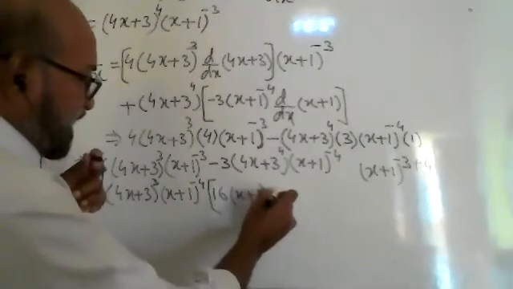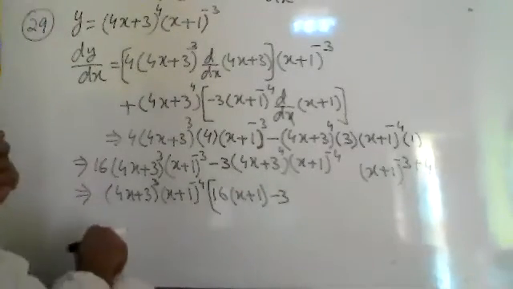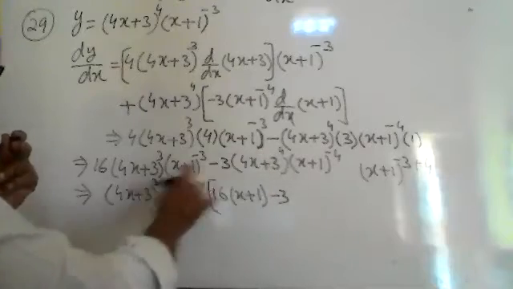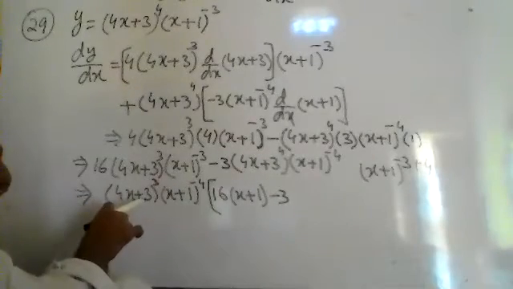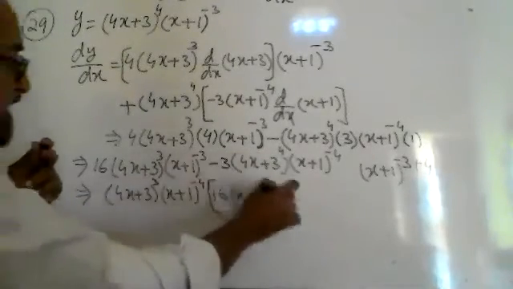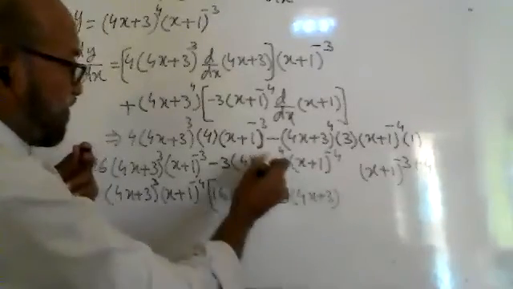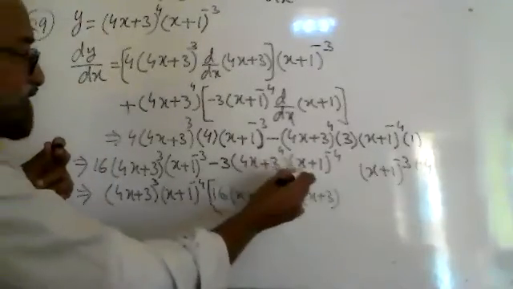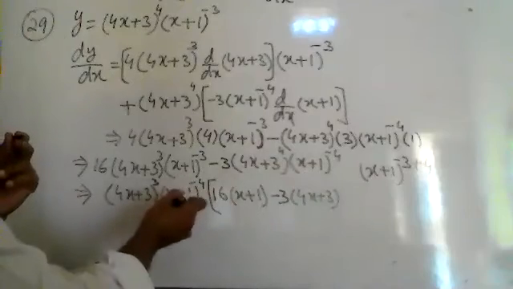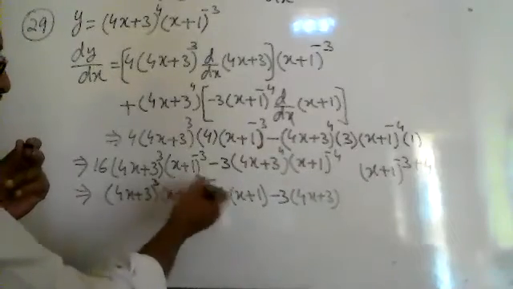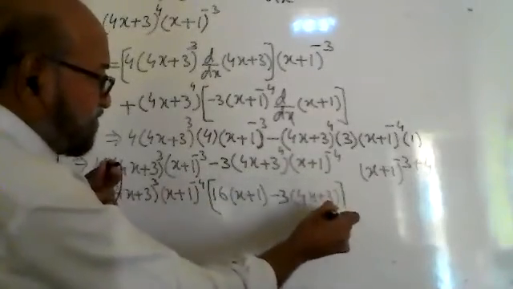From here, minus 3. 4x plus 3 raised to power 4. और 4x plus 3 raised to power 3 is common. So ये बच जाएगा. 1 power will be there. And x plus 1 raised to power minus 4 is common. So cancelled out. So nothing.